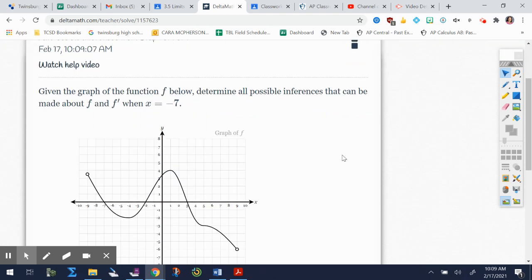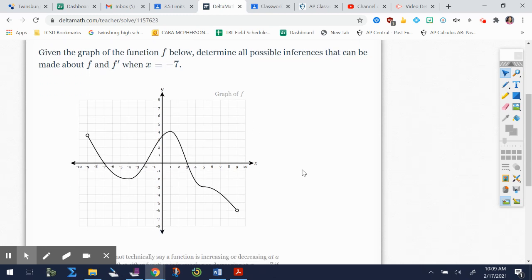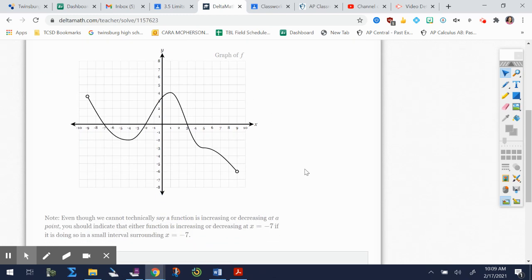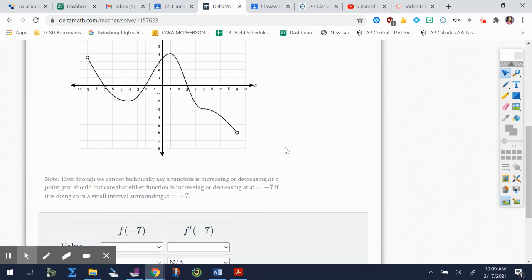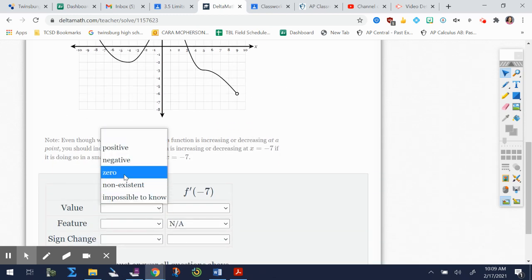All right, so this is an original graph. It is so important to look at what you're looking at. So this is an original graph, and we're trying to figure out what we would know about -7. All right, so -7 is right here. My function at -7 looks like it equals 0.